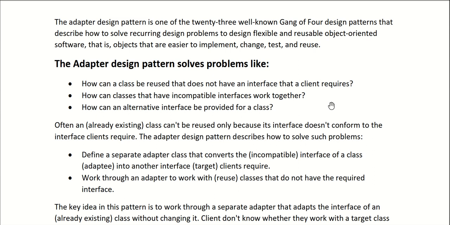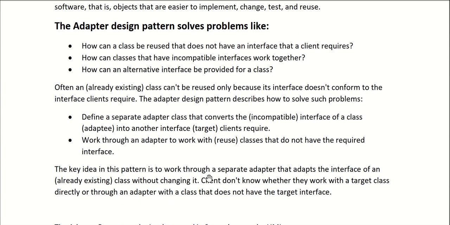So often an already existing class can't be reused only because its interface doesn't conform to the interface that the client is expecting. The adapter design pattern describes how to solve such problems. Define a separate adapter class that converts the interface of a class into another interface that the client requires. The incompatible interface of a class, which is also called the adaptee, into another interface, the target, that the client basically expects. Work through an adapter to work with classes that do not have the required interface. It is all about providing an interface and working through that interface also. These are the two steps.